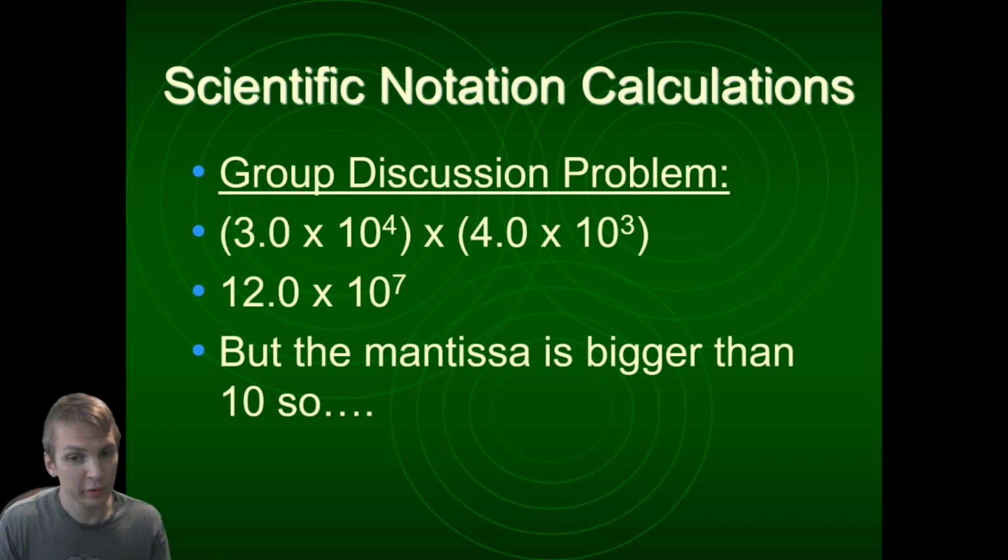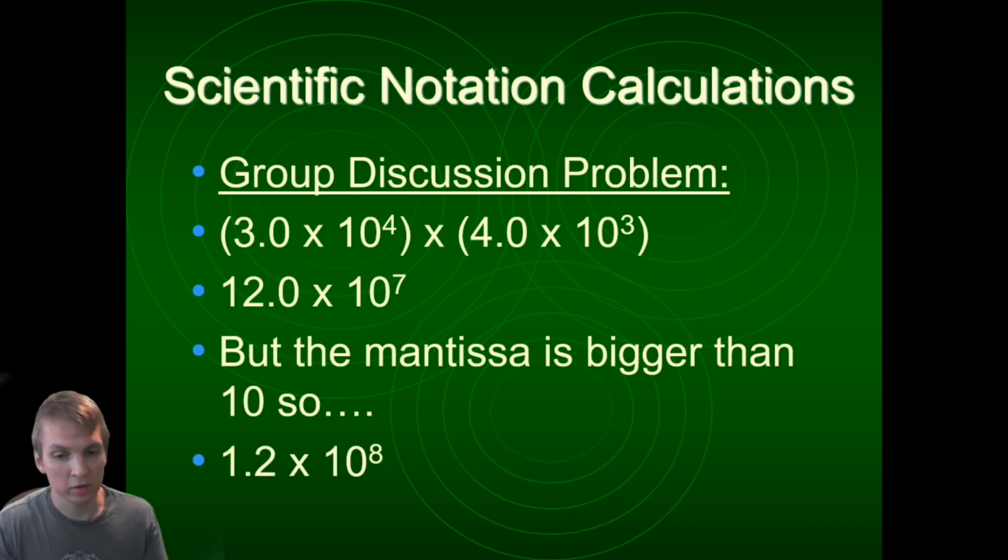How much do we increase that exponent though? We moved that decimal one time to the left. And remember, every single time we move a decimal to the left, the exponent increases by one. So now the correct answer is 1.2 times 10 to the 8th. Okay, so we went from 12.0 times 10 to the 7th to 1.2 times 10 to the 8th.